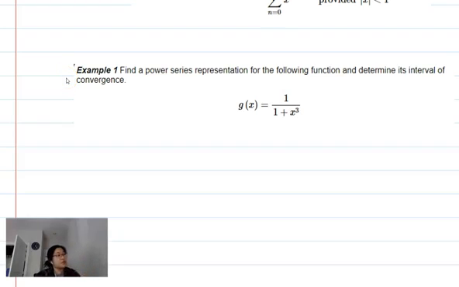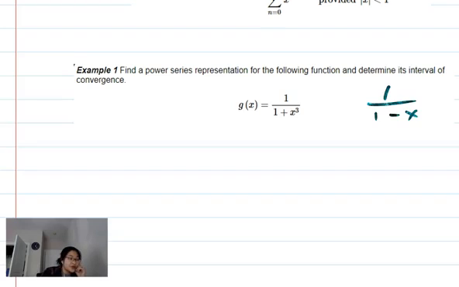So for this example, we want to find a power series representation for this function that is not the function that we were looking at before, right? We were looking at the function 1 over 1 minus x. So this is a different function, bummer, but that's okay. I think we can handle it. And we also need to determine its interval of convergence.